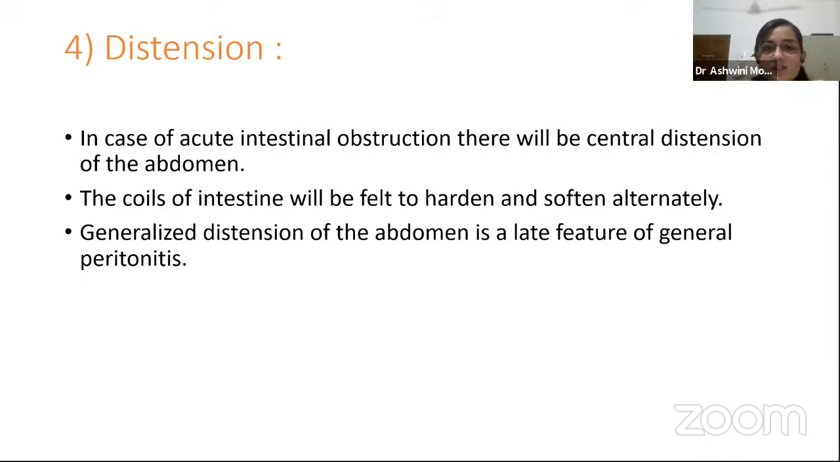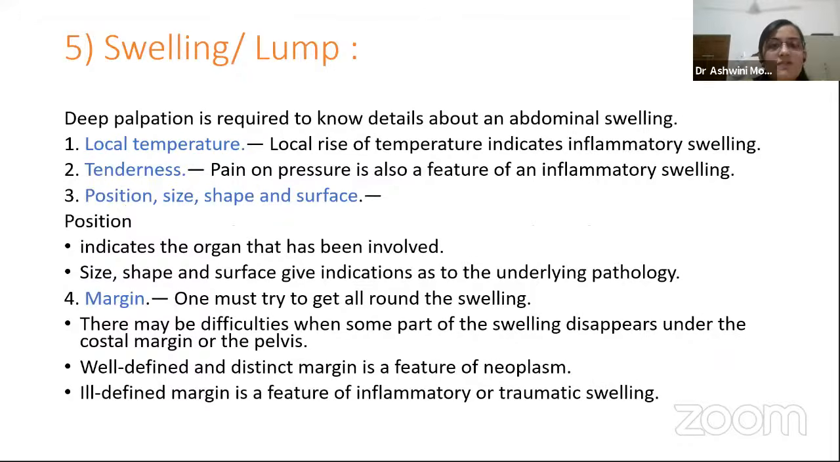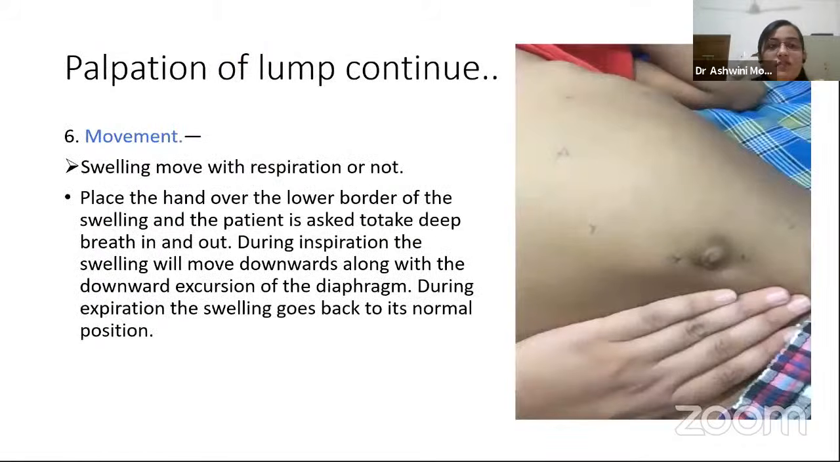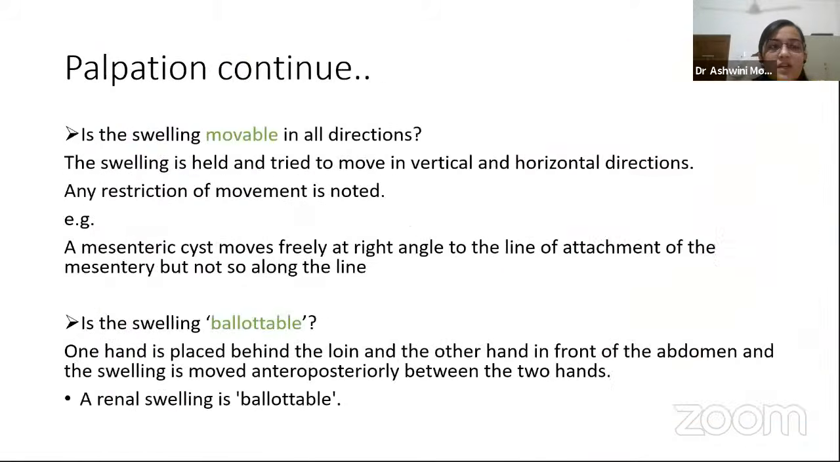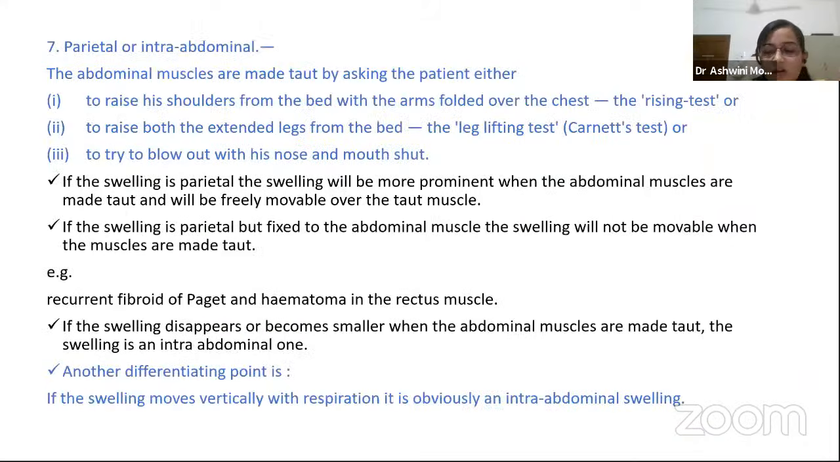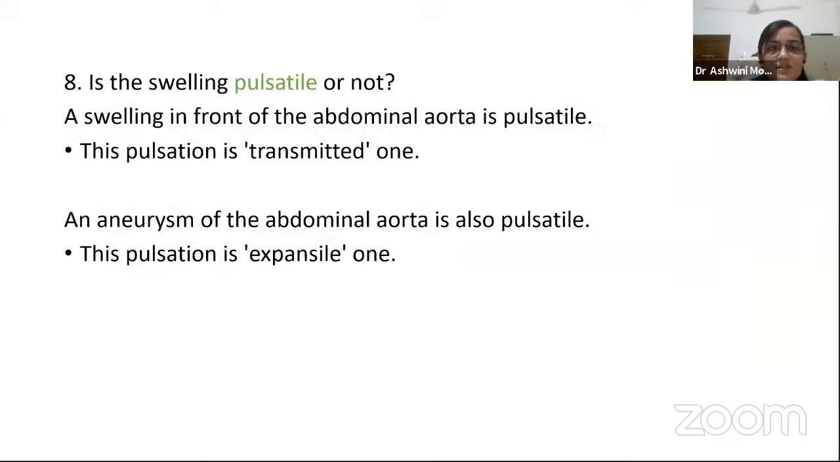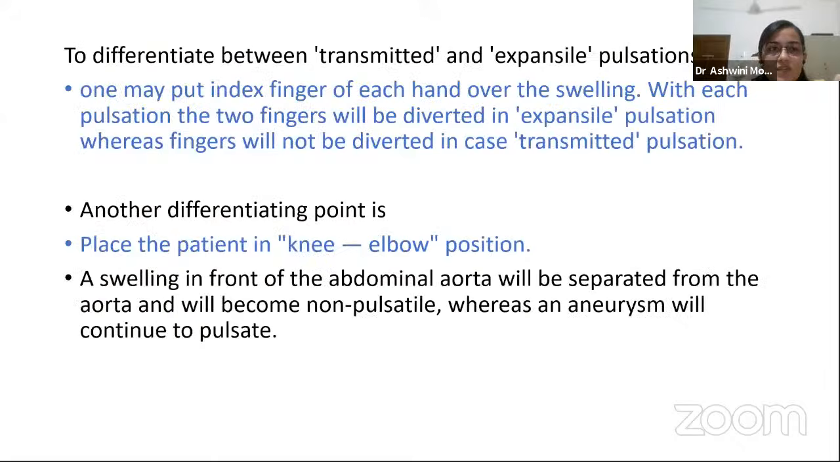After that, if distension is present, we have to palpate for central, peripheral or generalized distension. Then we have to check whether any palpable lump or swelling is present. If a lump or swelling is present, we check the local temperature, tenderness, position, site, shape, size, margin, consistency, movement with respiration, mobility, ballotability, and whether it is intraparietal, intra-abdominal or parietal; all these things we check by these tests. Is it pulsatile or not? Also we have to see.